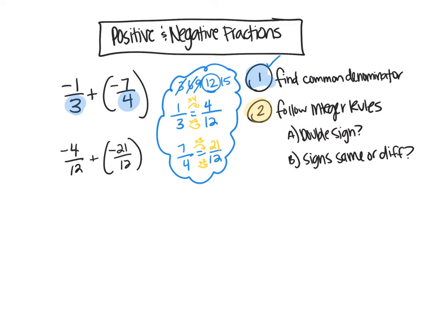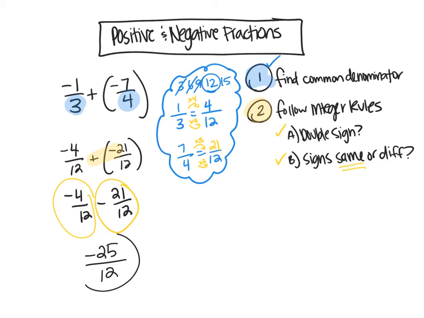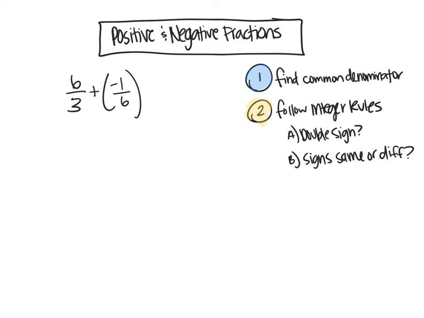Now I'm going to follow my integer rules. Are there any double signs? And there are right here. I rewrite the problem without the double signs. -4/12 minus 21/12. Now that I have found my common denominator and I've gotten rid of my double signs, I now say, are my signs the same or different? These signs are the same. And since they're the same, we're going to add them together, giving me -25/12, which is my final answer.